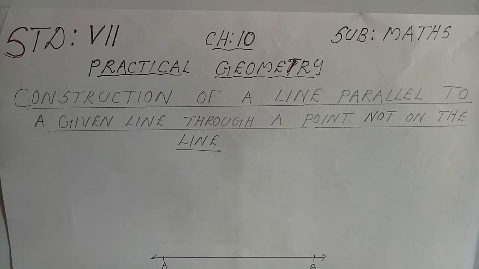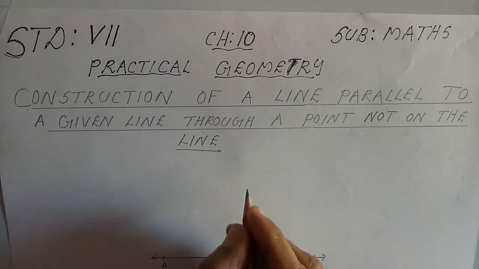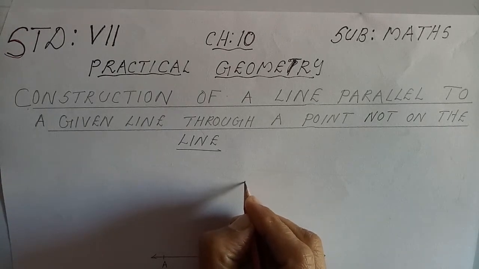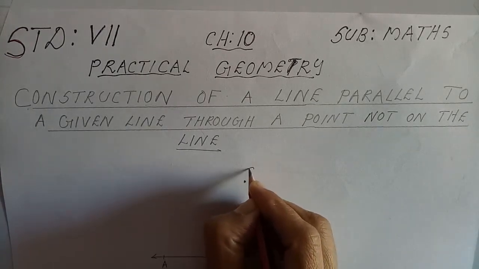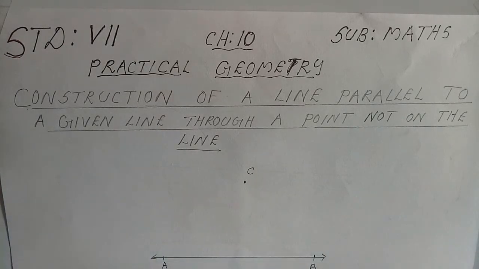See here, line AB is drawn. Next, what you have to do is mark the point C outside the line. Any place, anywhere you can mark the point C. Let this point be C. Now, this is the first step. So, you should know the steps of construction. So, what you have to write first? Draw a line AB, mark a point C outside it.